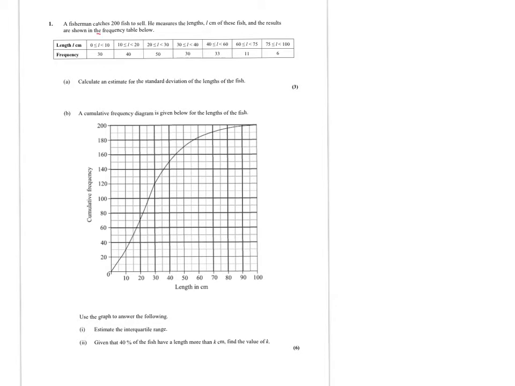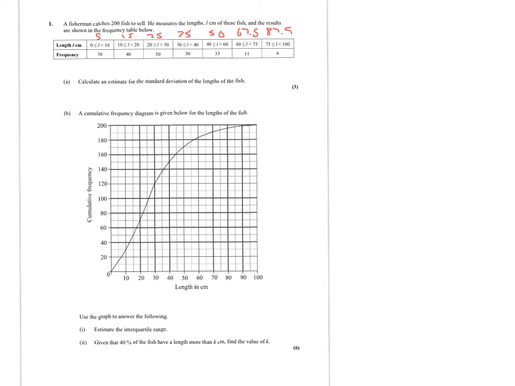So we have 5 here, 15 here, 25 here, 35, 50, and the middle value between 60 and 75 is going to be 67.5. And between 75 and 100 is going to be 87.5. So it's literally just the median, or you could also call it the mean of the two boundaries.